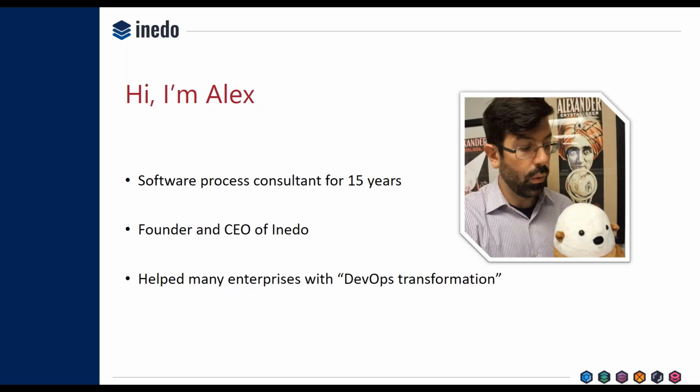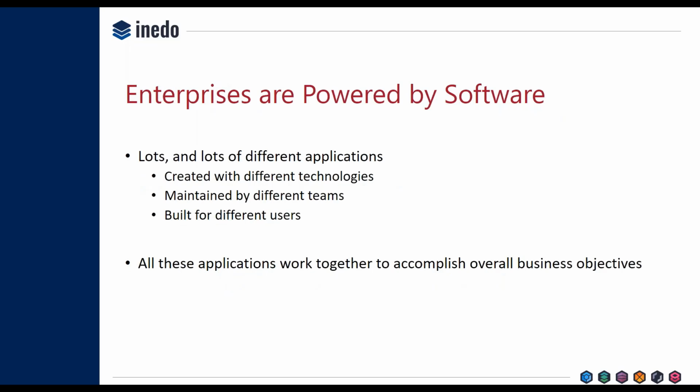So at first, let me tell you a little bit about one of the challenges that we see. So we know that enterprises are powered by software. Every company is a software company is the common phrase that we all hear. But what that specifically means is that an enterprise's software is comprised of lots and lots, hundreds of different applications. These applications are built with all sorts of different technologies: C#, Java, PHP, newer things like Node, Python, we're seeing a lot of, even Go.